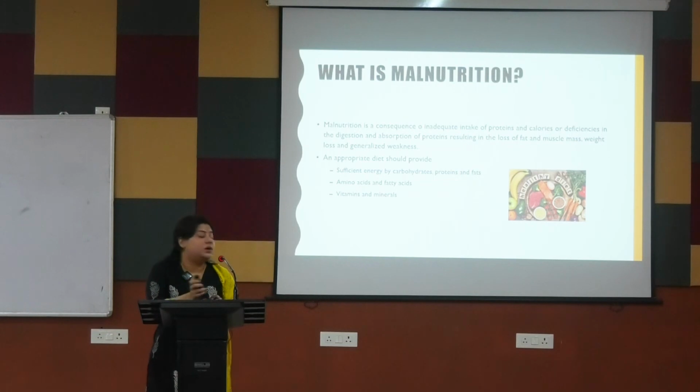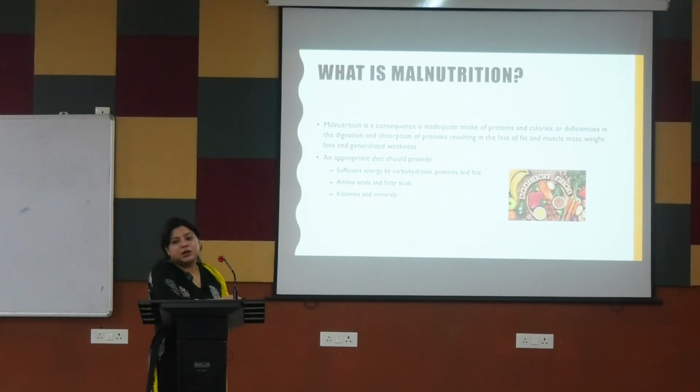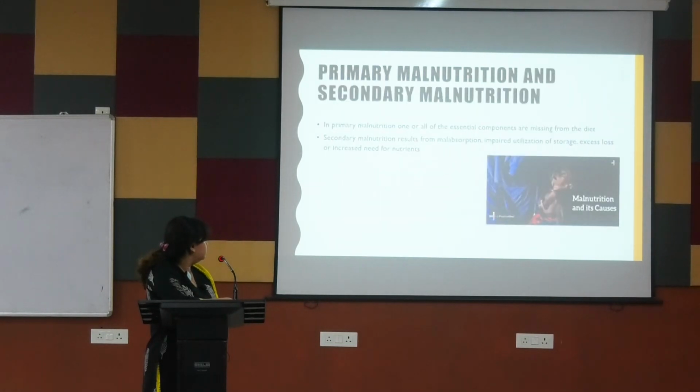Now an appropriate diet should include sufficient energy from carbohydrates, also proteins and fats, right? What else is needed? Vitamins, minerals and fatty acids, among minerals mainly calcium and phosphorus. That's all you know. So in primary malnutrition, one or all of the essential components are missing from the diet.